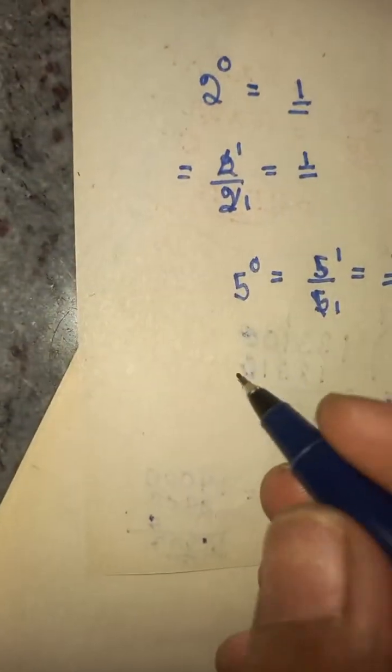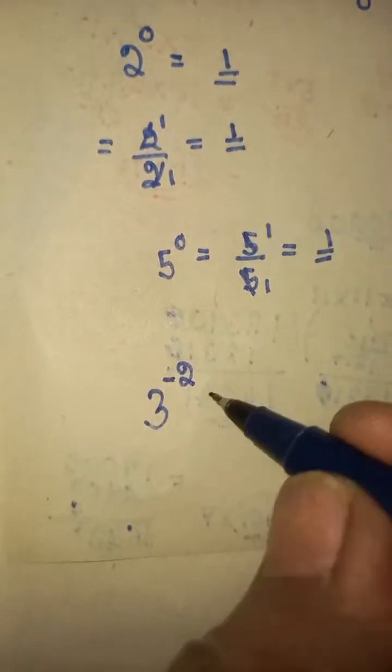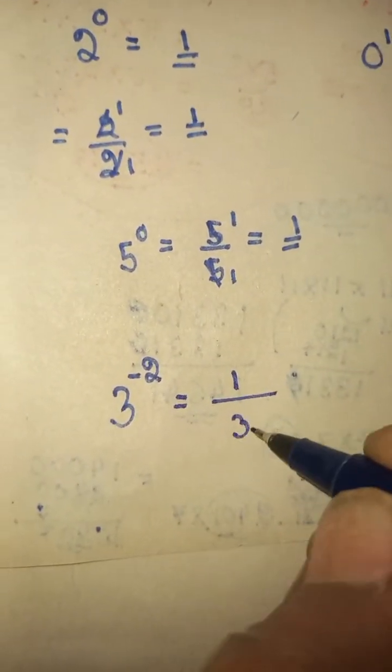Now I am going to tell what to do when the exponents are negative. The meaning of 3 power of minus 2 is 1 by 3 square.